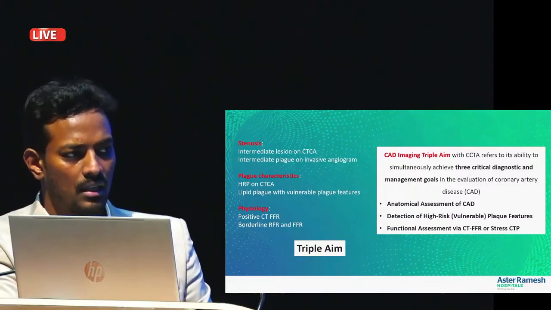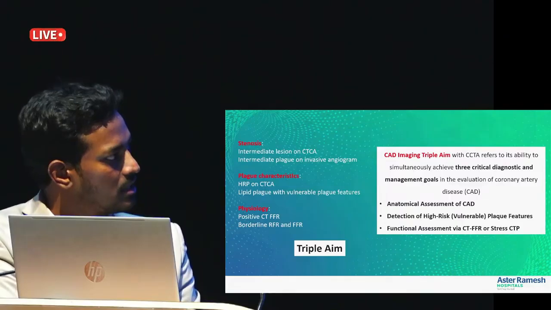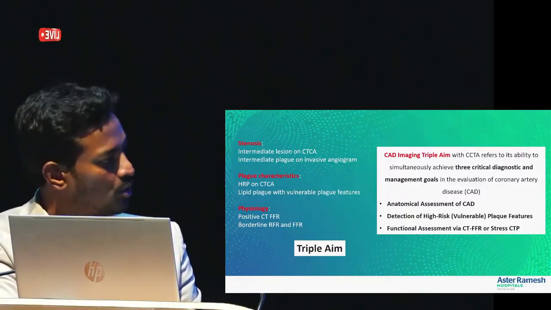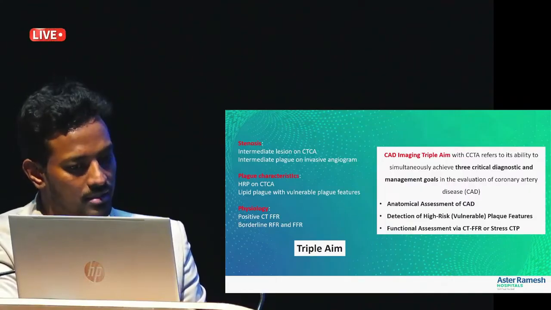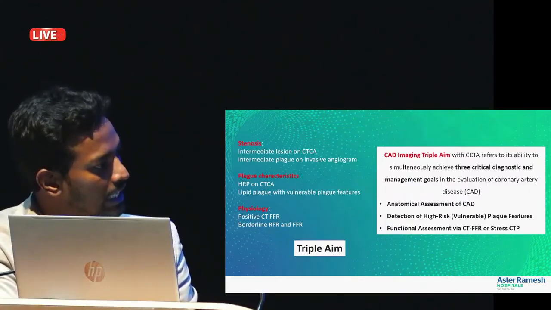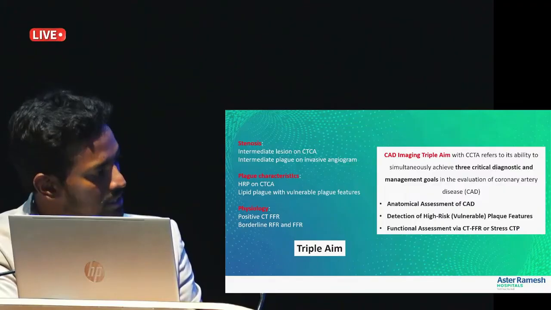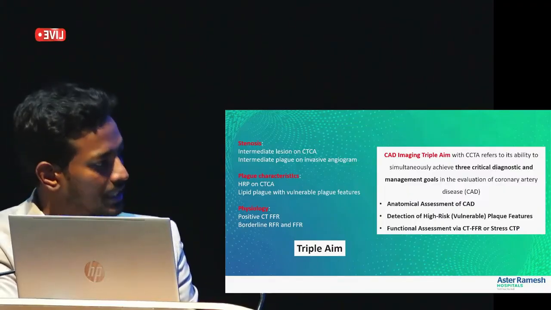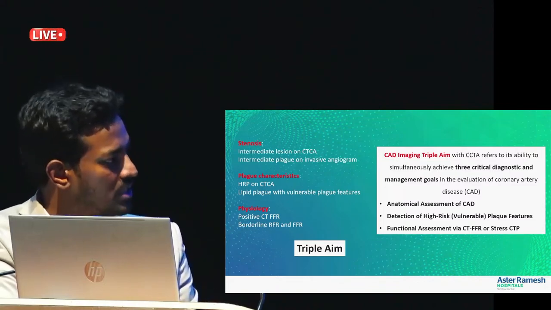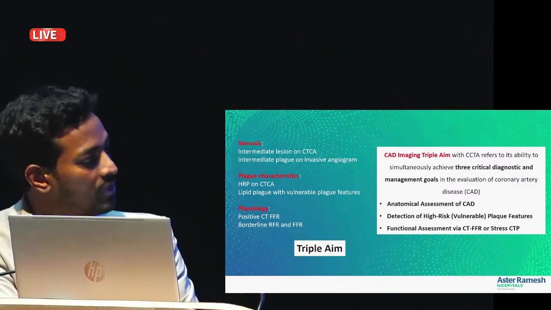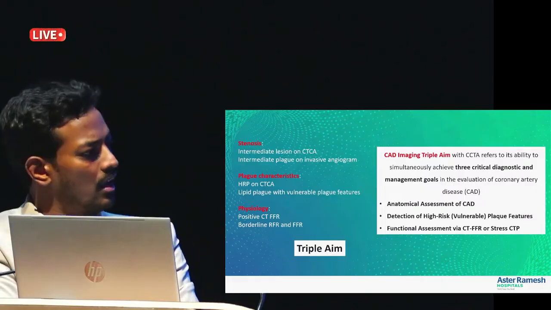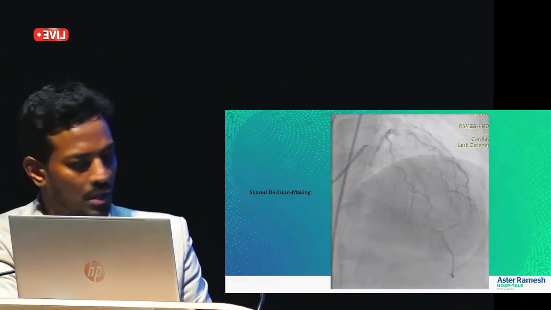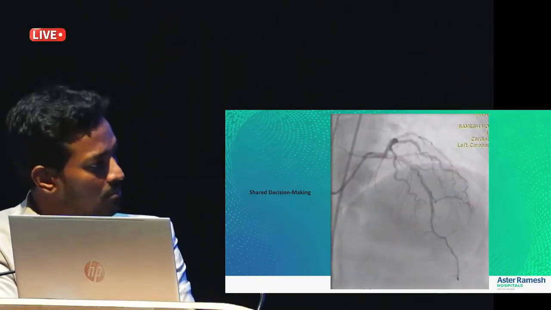Nowadays, there is the upcoming concept of CAD imaging and the triple aim of CTCA, where you know the anatomical stenosis severity, the high-risk plaque characteristics, and the physiological assessment. All three combined together would help us interventionalists make a better decision rather than just a CT coronary angiogram or just an invasive angiogram, which is probably not at all helpful in these intermediate lesions.